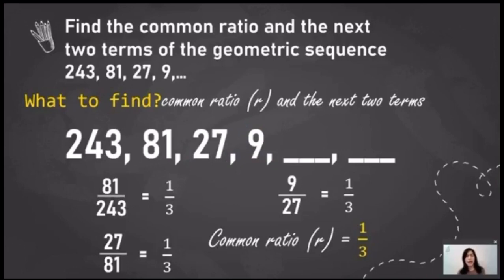Since we already have the common ratio, we are now going to use that common ratio to find the next two terms of the sequence. We just have to multiply it with 9. So 9 times 1/3 is 3. 3 times 1/3 is 1. Therefore, the next two terms of the sequence are 3 and 1.